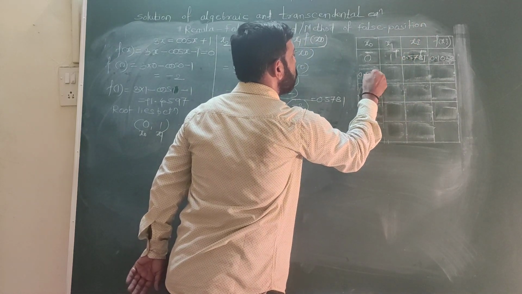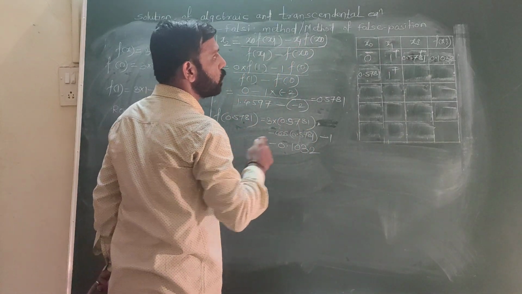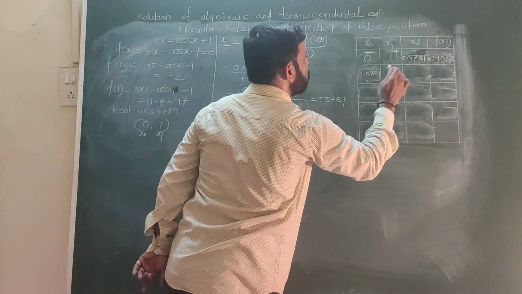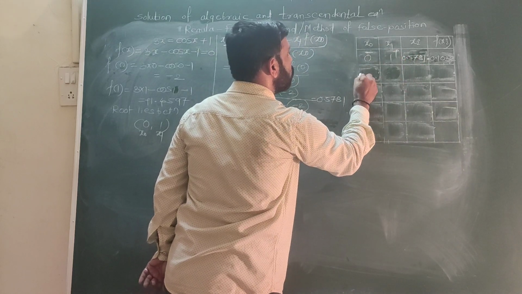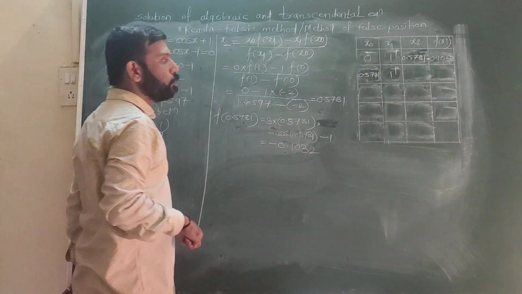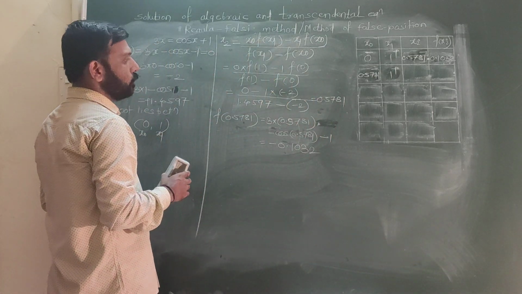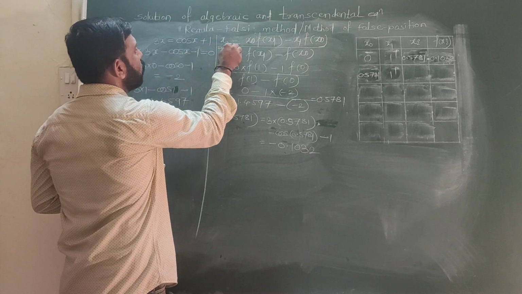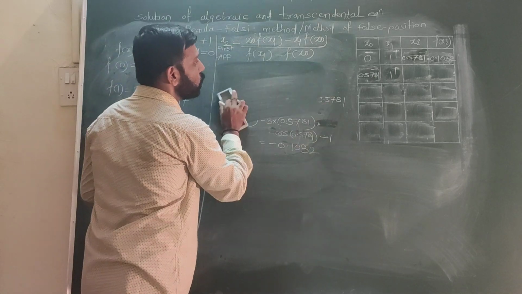Next interval this becomes: actually this value is negative, symbol minus, and this plus. So these two values, minus and plus, opposite symbol terms we will consider for the next iteration, the next approximation. Now we'll put the formula as it is. This we have discussed for the first approximation.